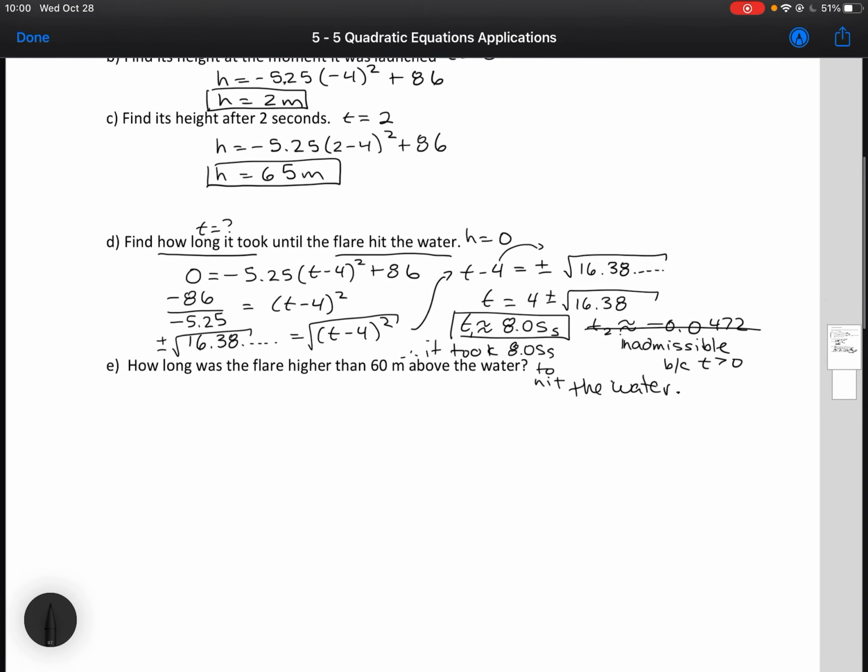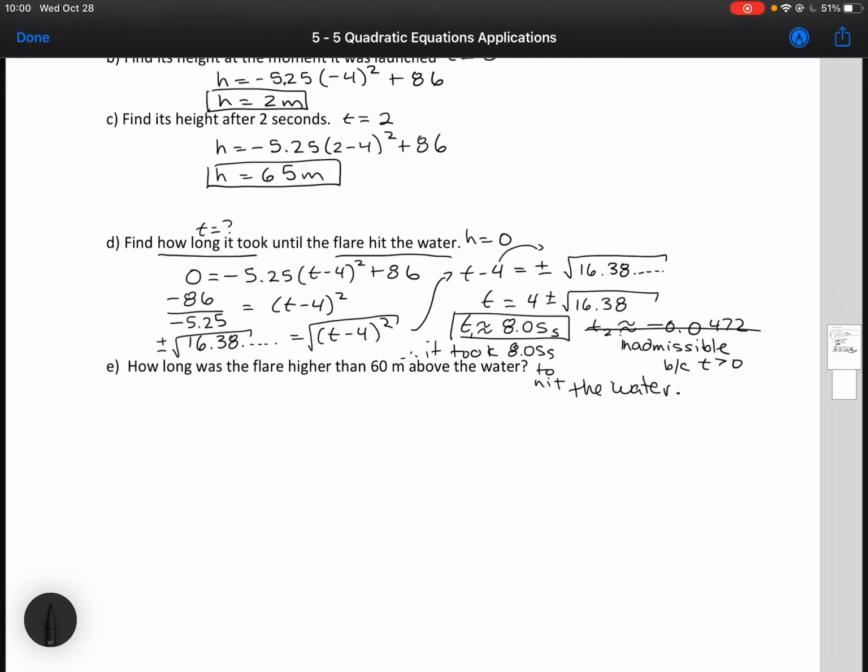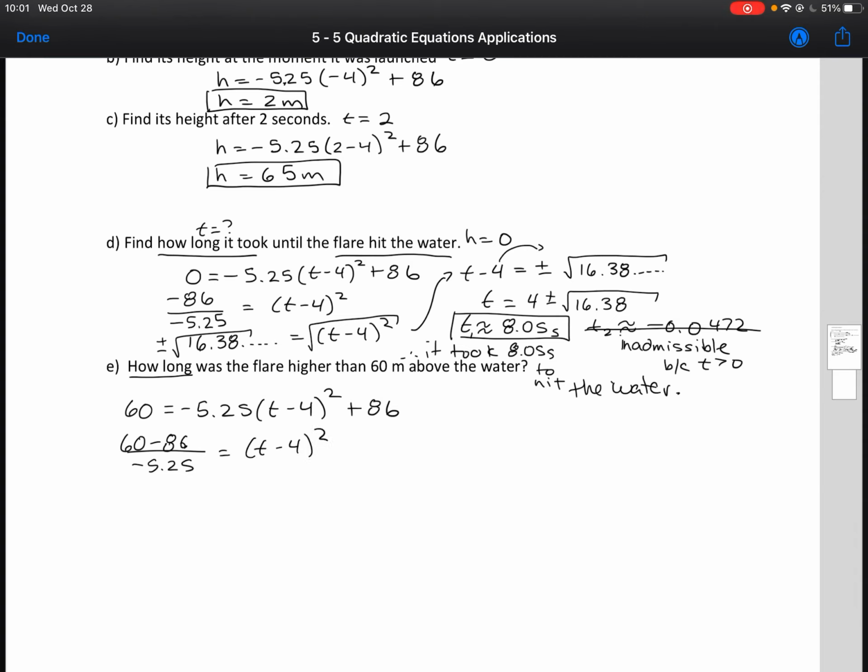Okay. Part E, now we're looking for how long, so time again, was the flare higher than 60 meters above the water. So we're looking for the range. So how long was the flare above that value? So we're going to use the same approach that we did in D. So substituting in our value on the left-hand side, and our equation is the same on the right-hand side. And we're going to follow the same approach that we did to isolate for t. So I'm going to subtract 86 and divide by minus 5.25 equals (t minus 4) all squared.